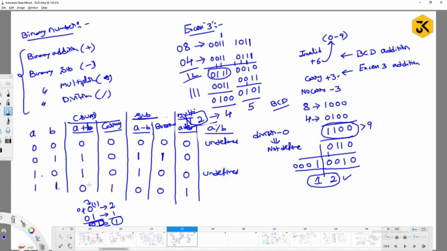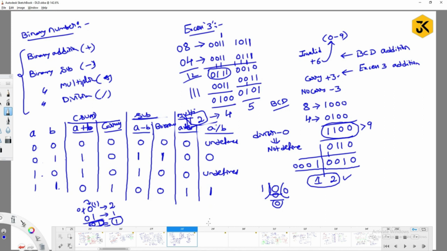What is 1 by 1? How many times will 1 be removed from the numerator? 1 time. What about 0 by 1? If you take the normal procedure, 1 zeros 0, so you are going to get 0 as a remainder. So this is what you have to know.